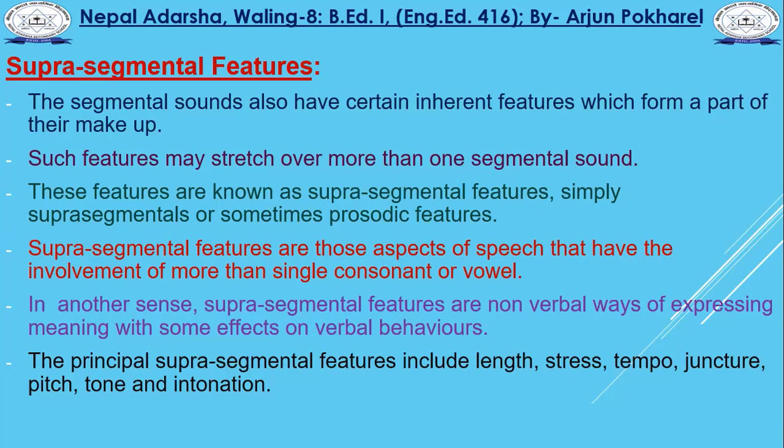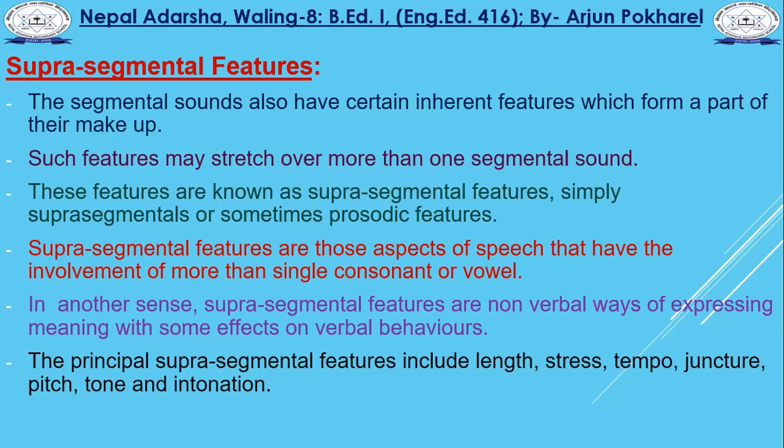Sometimes we produce language by taking a longer duration and sometimes a short duration, for some particular syllable or some particular sound. It may be a feature of sound or of syllable, but in suprasegmental features we must say that length is the feature of a syllable, not only of a sound. The next one is stress. Stress is the muscular tension that we provide to a particular syllable. And tempo is the speed of speaking.